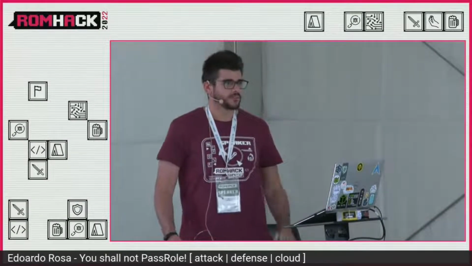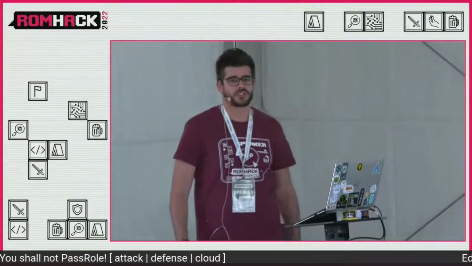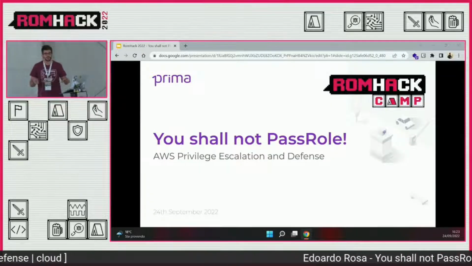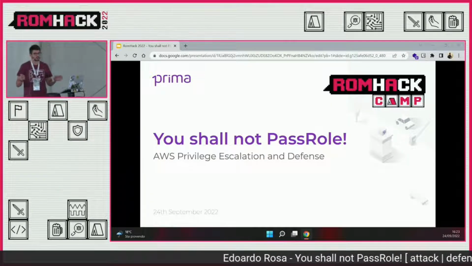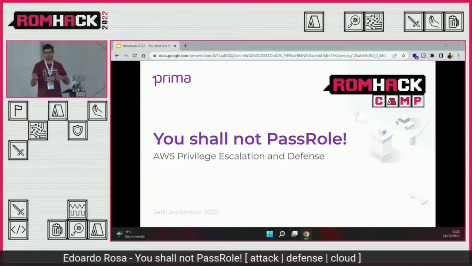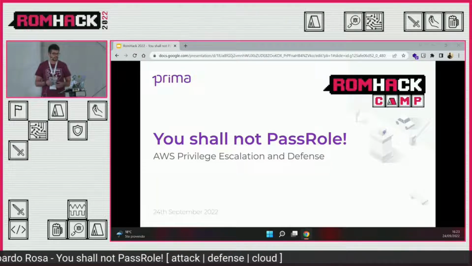Hi, everyone. Today, we are going to see some previous escalation attacks on AWS and a new approach on how to spot them using a tool that we, the security team of Prima Assicurazioni, developed. Actually, this tool is open source and is written in Golang.